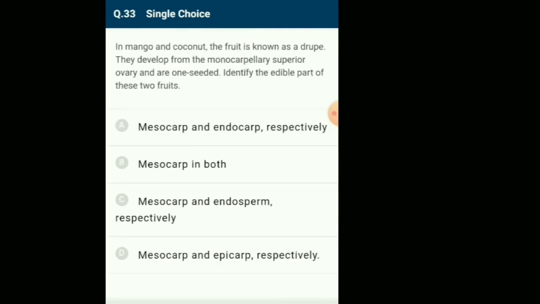Question number 33. In mango and coconut, the fruit is known as drupe. They develop from the monocarpellary superior ovary and are one-seeded. Identify the edible part of these two fruits. In mango, the edible part is mesocarp, which forms the fleshy and juicy part. In coconut, mesocarp becomes fibrous and the edible part is the endosperm, which is liquid initially but later on maturity becomes solid and cellular. So the answer is option C, mesocarp and endosperm respectively.